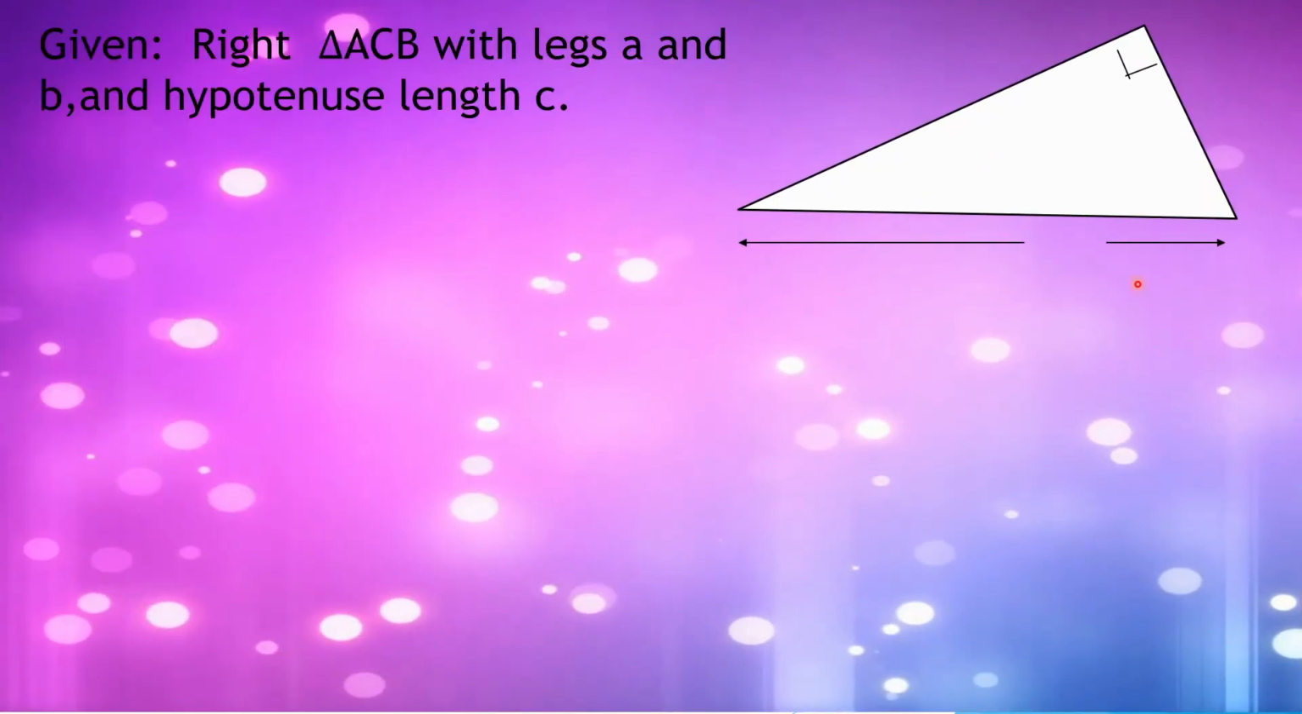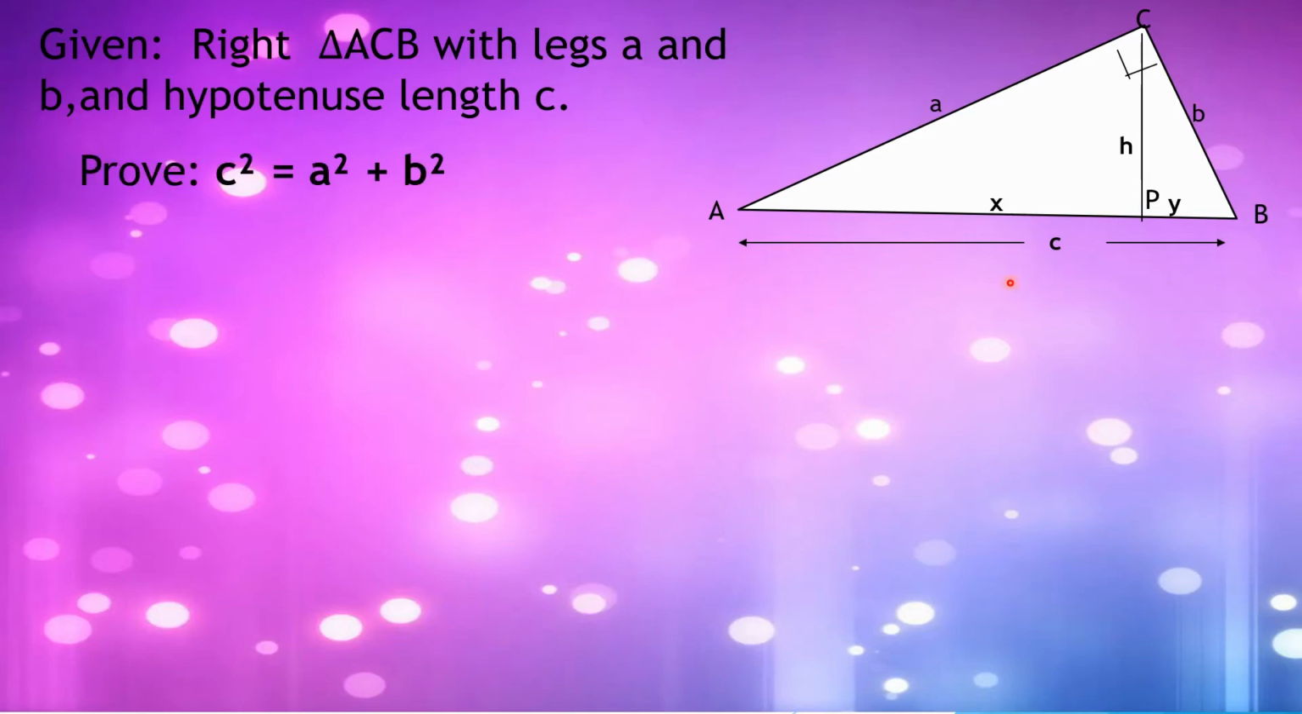Okay guys, let us prove the Pythagorean theorem. Given right triangle ACB with a right angle at C, the altitude segment CP. So we have the two legs, A and B. With the segment CP, that is segment H, we have side X and side Y. When we combine side X and side Y, this will be the hypotenuse C. So we need to prove that C squared is equal to A squared plus B squared.